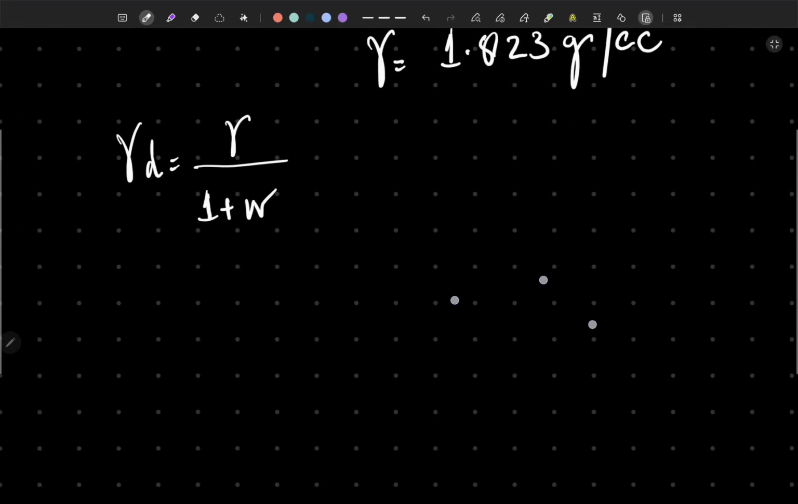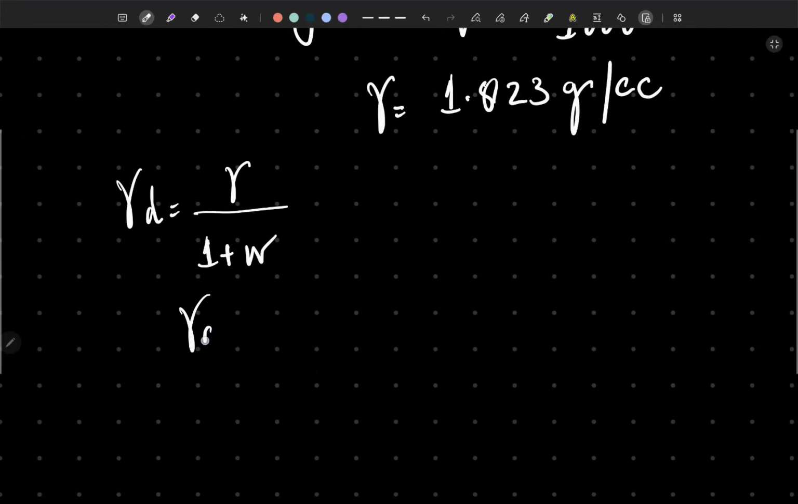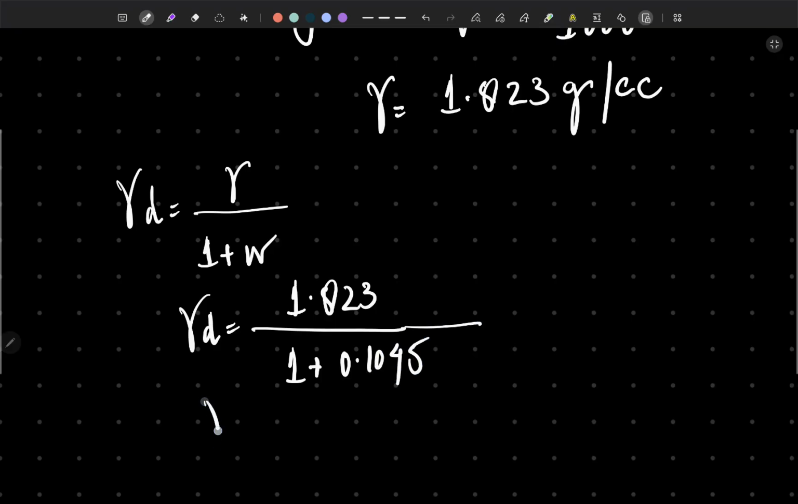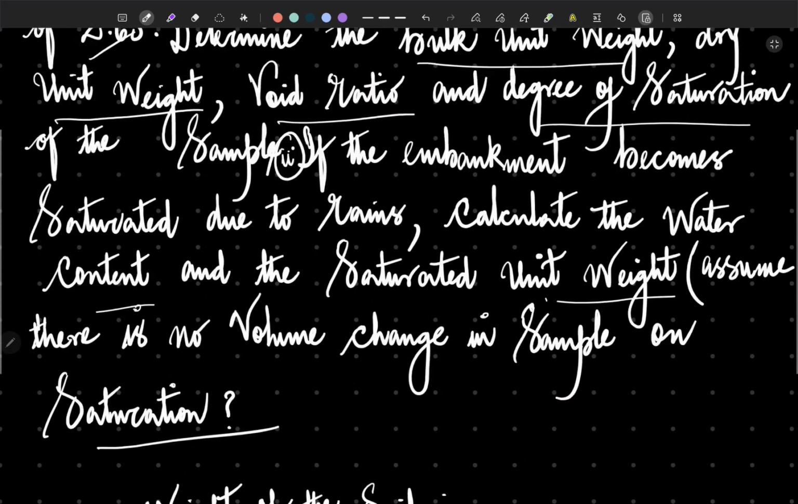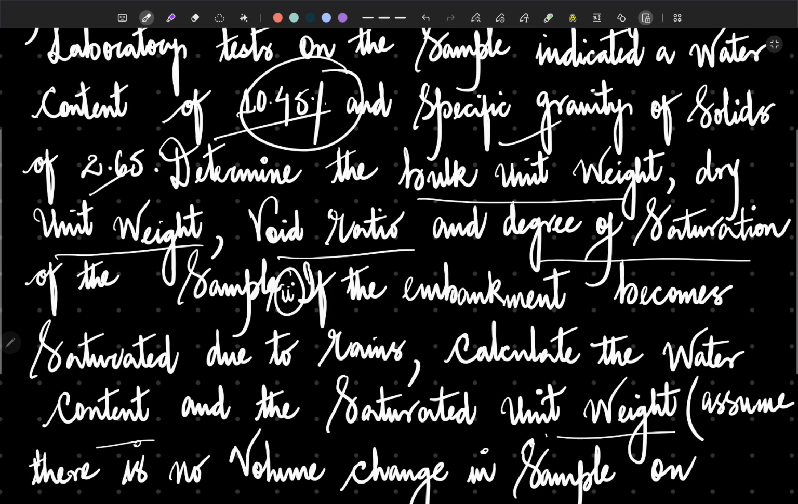I have the bulk unit weight. I'll be calculating the dry unit weight. Dry unit weight is bulk unit weight 1.823 divided by 1 plus water content, that is 10.45%. By calculations, dry unit weight is 1.65 grams per cc.